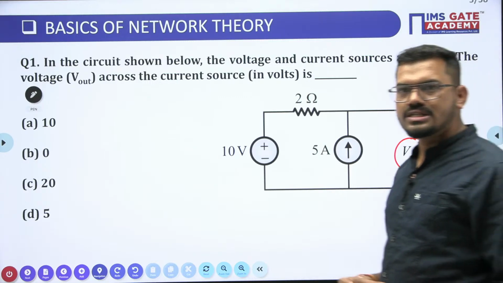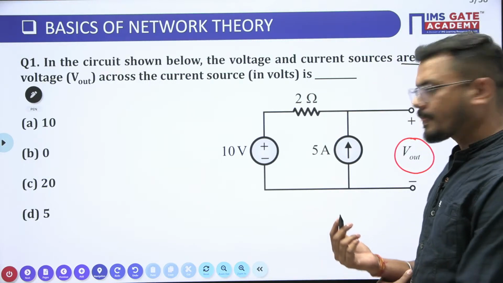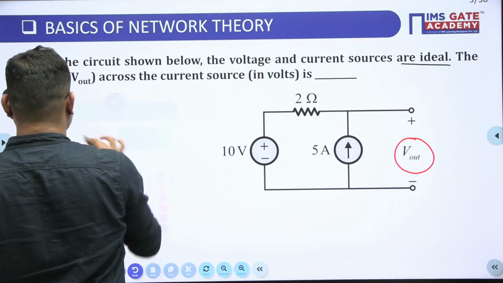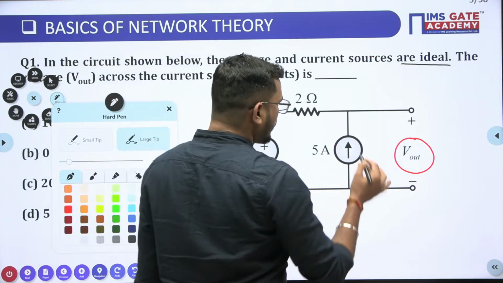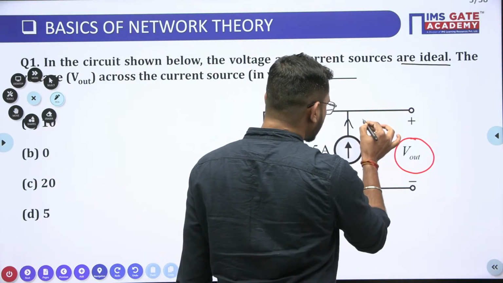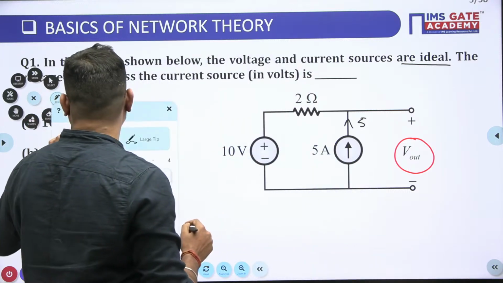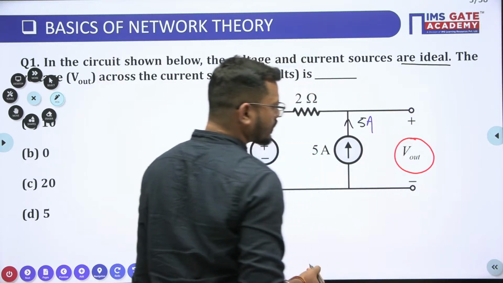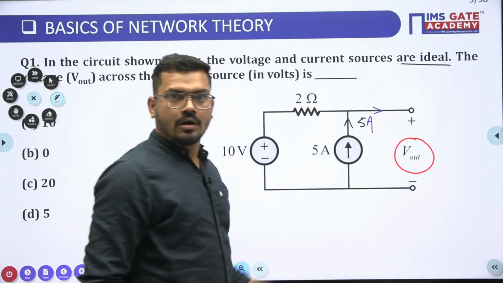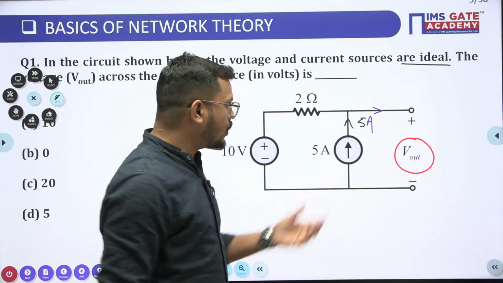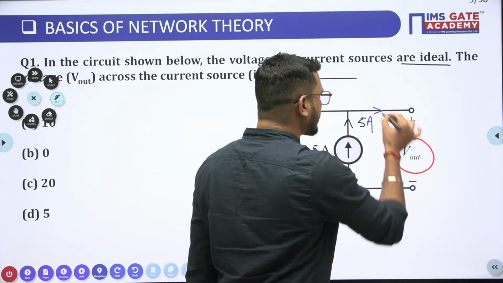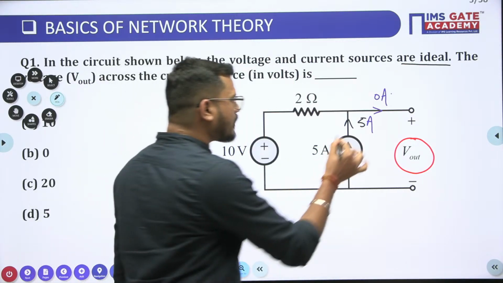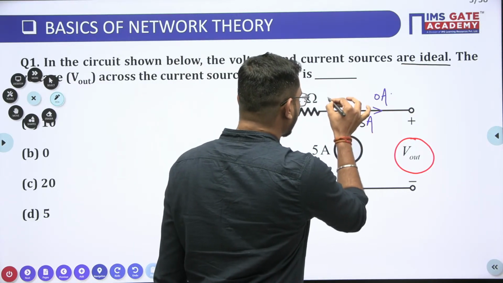Piyush is saying option A, so let us take Piyush. What we can do here: this current is 5 ampere. And if this current is 5 ampere, what about this other current? As you know, this branch is open circuited, and in the open circuit case there will be zero current. So all of this 5 ampere current will flow through this 2 ohm resistor only.